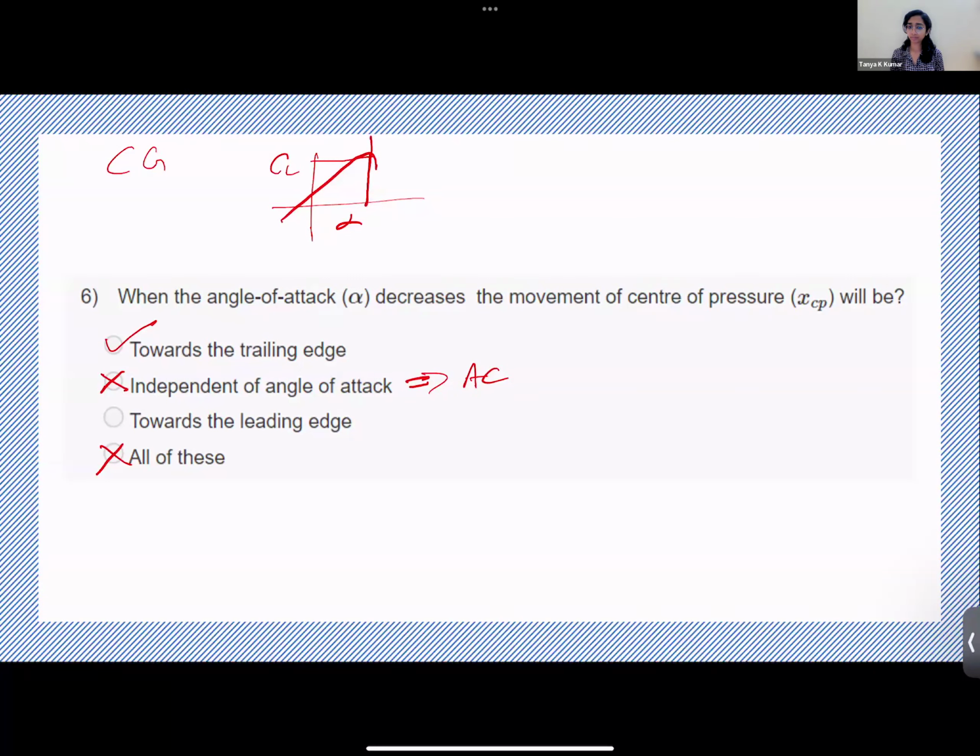Okay, let me know when you find the answer to this. The answer is it moves towards the trailing edge. If somebody finds a reasoning for it, do let me know, but we'll move on to the question after this. The explanation I'll give you once one of you gives me one justification, right? So we'll get to this if one of you comes up with a justification.